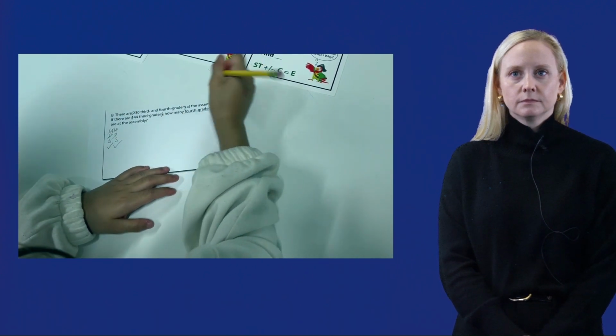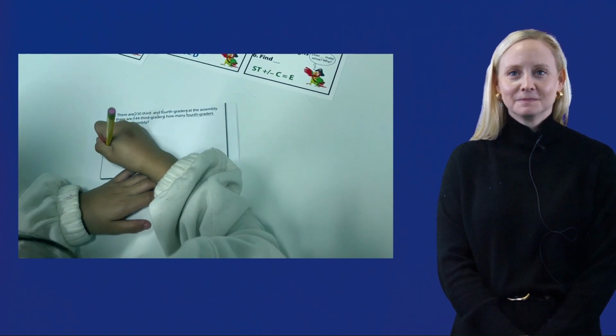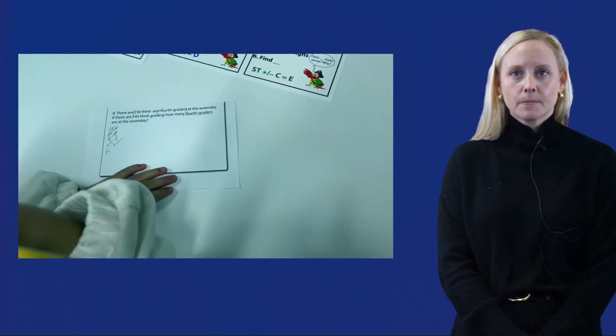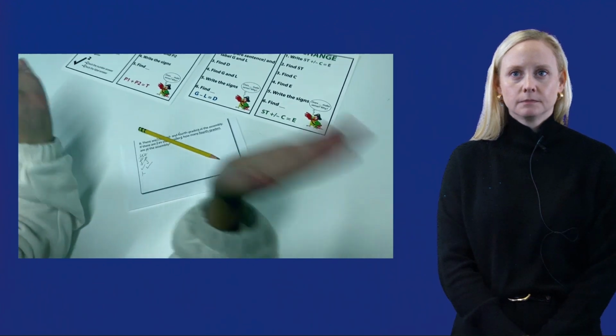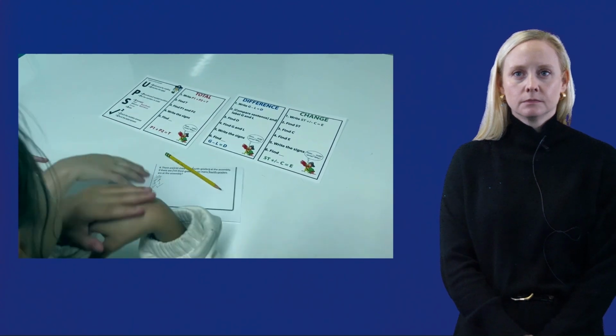And then do you think this is going to be a one-step problem? Pretty much. Yeah, there's only two numbers. Excellent. All right, so let's ask ourselves, are there parts put together into a total? Are there two amounts compared for a difference? So what do we think between those two?